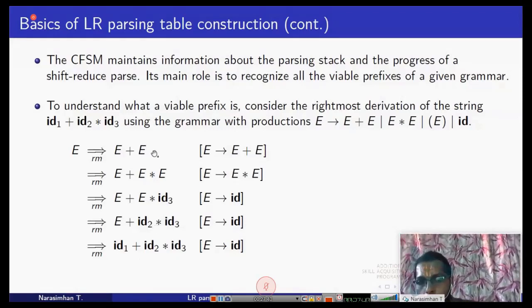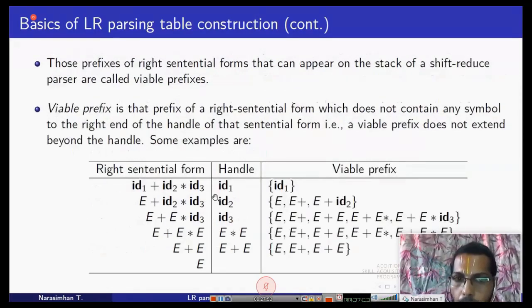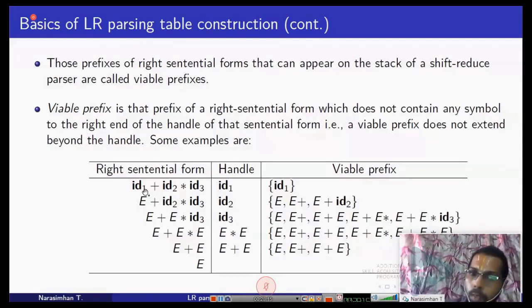Here ID1 is the handle, here ID2 is the handle. Likewise, it moves on. So ID1 plus ID2 star ID3 is the first sentential form. ID1 is the handle. Now what's a viable prefix? Viable prefix is a prefix of a right sentential form such that it doesn't go beyond the handle. So for this right sentential form, ID1 is one prefix, ID1 plus is another prefix, ID1 plus ID2 another prefix, ID1 plus ID2 star another prefix. Likewise, you can have many prefixes for this right sentential form.